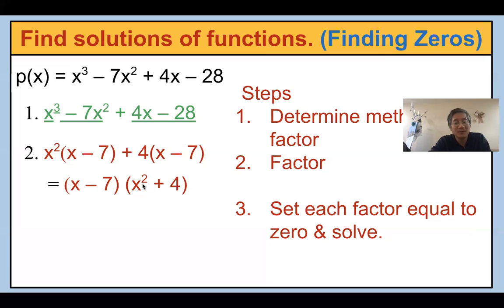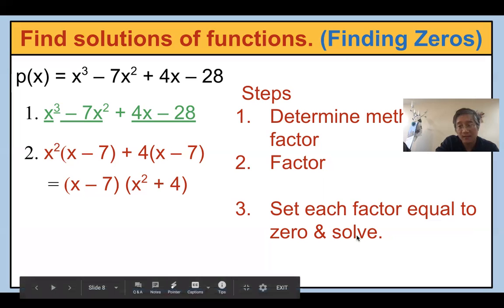Then what do we do? We are done factoring, right? These are the factors. If we are asked to find the factors, please stop here. But today we are finding zeros. So after finding the factors, you set each factor equal to 0 and solve for x. That's what we are doing today. So each factor: x minus 7 equal to 0, and x squared plus 4 equal to 0, and solve for x, right?